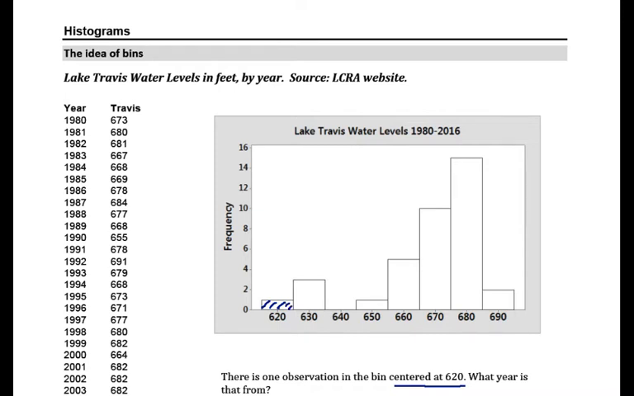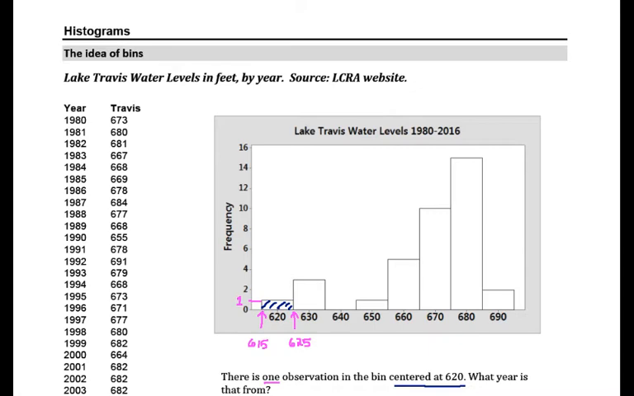And we can see from the fact that these centers are spaced apart by 10 units each, that means each bin width is also 10, which means this goes from 615 up to 625. And we see that there's one observation, which we can tell from reading over to the vertical axis here, that the height of that bar is 1. So there's 1 year in this range during which the water level of Lake Travis was between 615 and 625 feet.